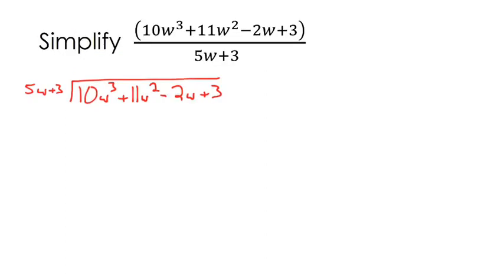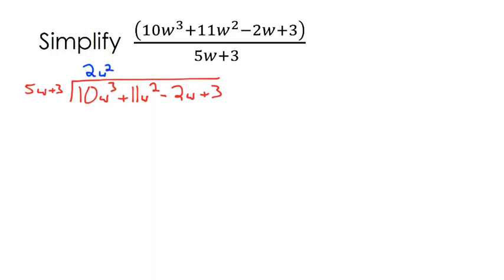Okay, last example. Nothing too crazy here. But what I'm going to do is I'm going to look at this first term and see how many times it goes into this term. In other words, 10w cubed divided by 5w. What do you get? And 10 divided by 5 is 2. W cubed divided by w is w squared.